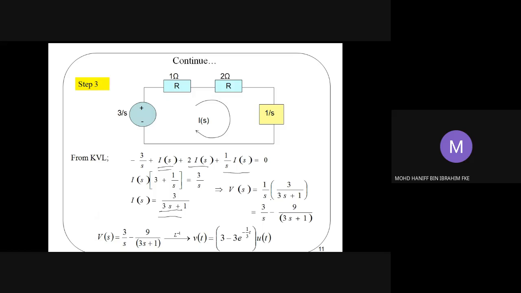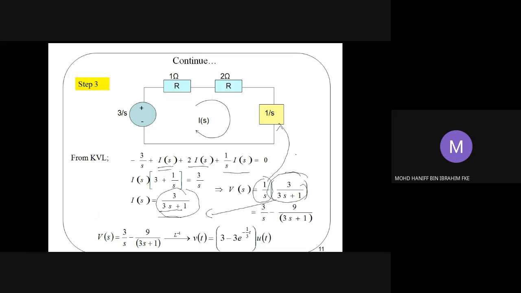By right, we can solve it by this. So the IS is the current that is flowing in your loop here. Knowing that you want to find the voltage across the capacitor, the VCS, or simply we just write as VS, shall be equal to the current, which is 3 over 3S plus 1, multiplied with the impedance of the capacitor, which is 1 over S. So 1 over S is the impedance, and 3 over 3S plus 1 is the current.